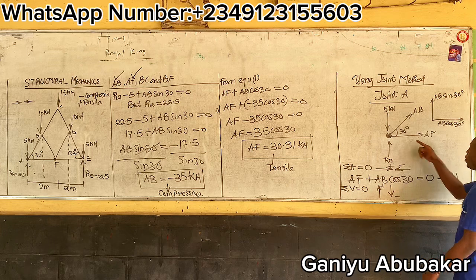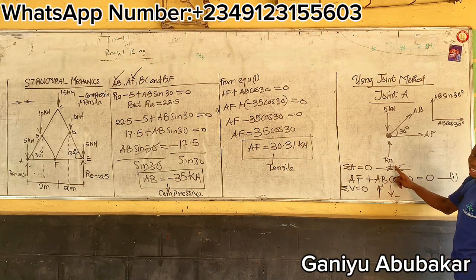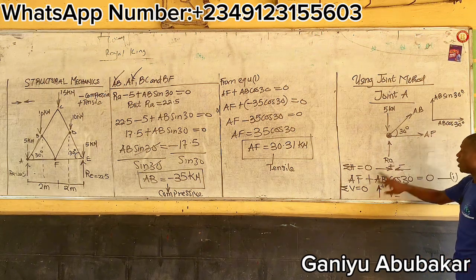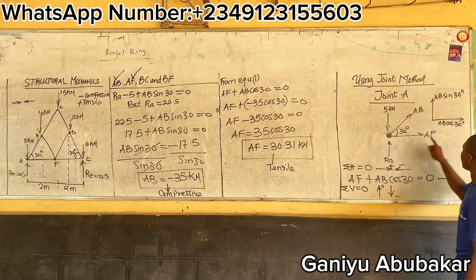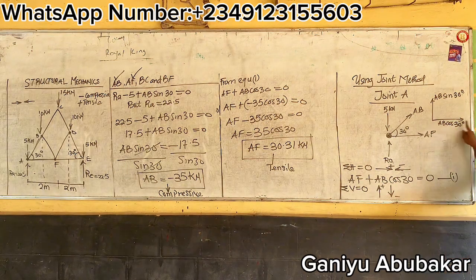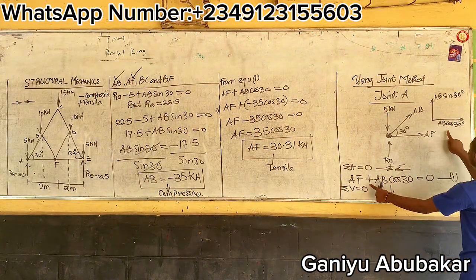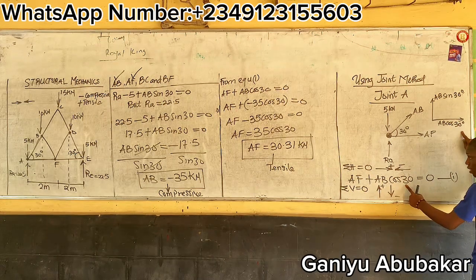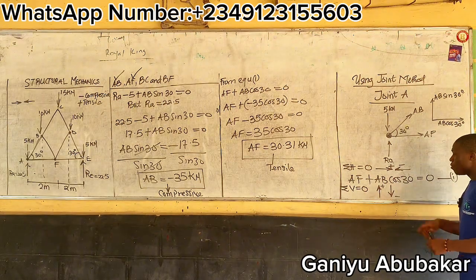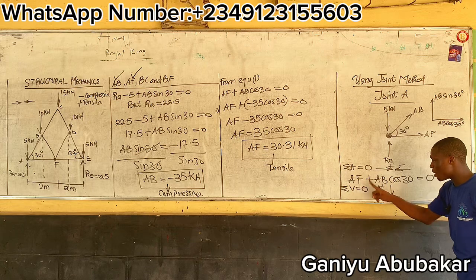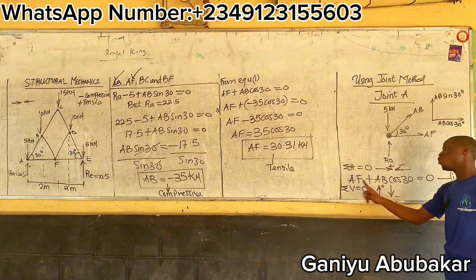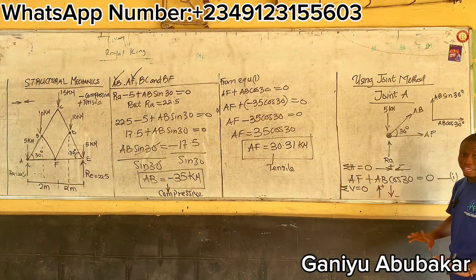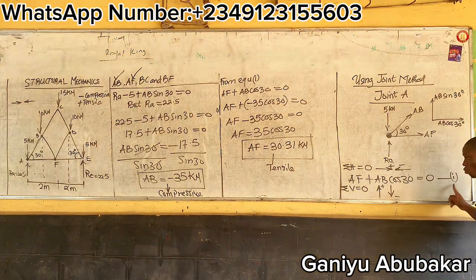So this one is facing what? Plus direction, Abby. It's positive AF. Next up, this one is facing what direction? Plus AB cos 30, right? So for this case now, I don't know AF, I don't know AB. I can't solve for anything. Call it Equation 1.